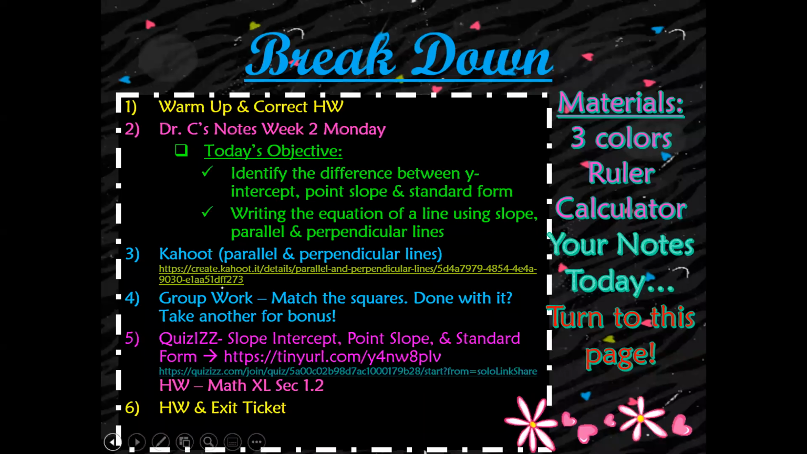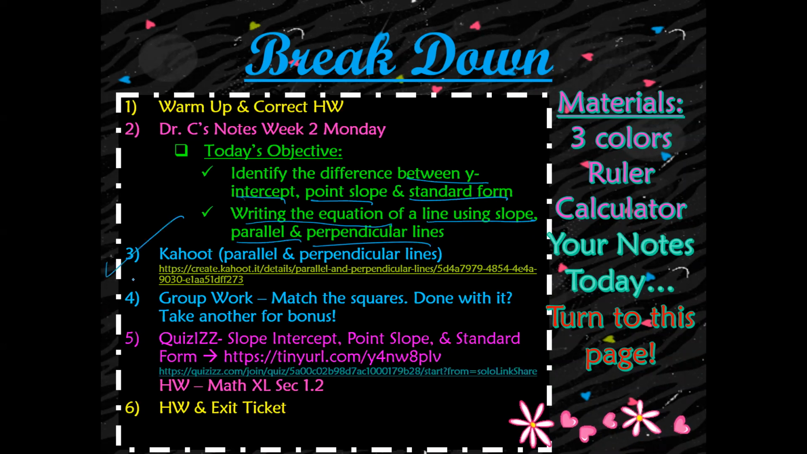All right, so today we are going to go over identifying the differences between slope-intercept, point-slope form, and standard form. Still kind of a review from previous years. Write the equation of a line using slope, parallel, and perpendicular lines. And I have a Kahoot right here. Can't really do the group work. Well, actually, you could do it individually because in the back of your guided notes, quizzes, and also your homework, which is Math Excel for 1.2.